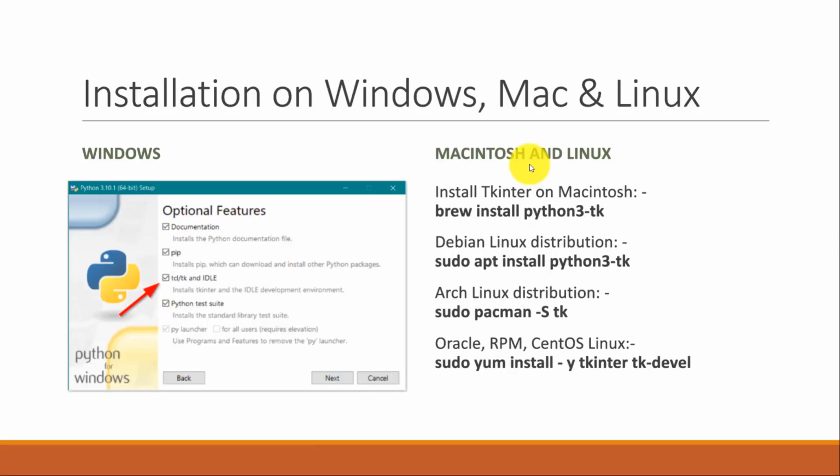While installing Python on Windows, if you have clicked on install now, that means you already have Tkinter installed on your system. Otherwise, if you have clicked on customize the installation and you have manually deselected this checkbox, then in that case you need to install it. So let me show you how you can install it on the system where Python is already installed.